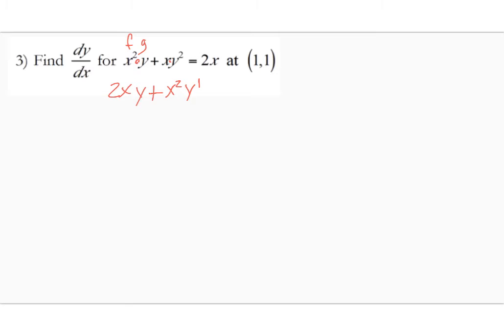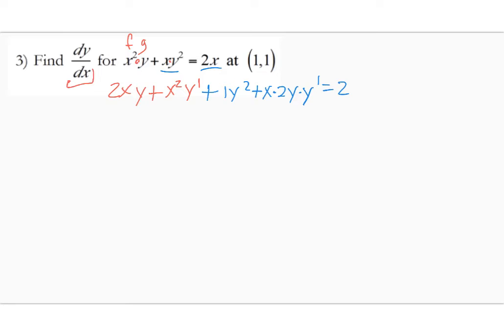Change colors. Same thing, we've got the derivative of xy squared is going to be 1y squared plus x times 2y, and we need the y prime. The derivative of 2x is just 2. We're trying to find dy/dx.